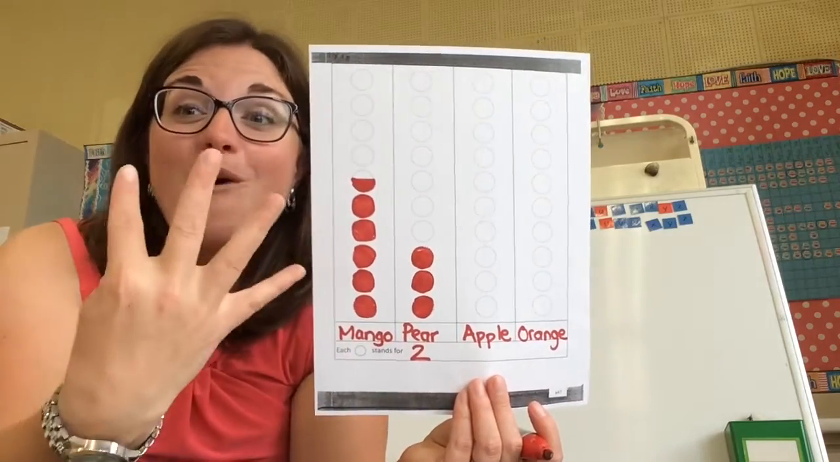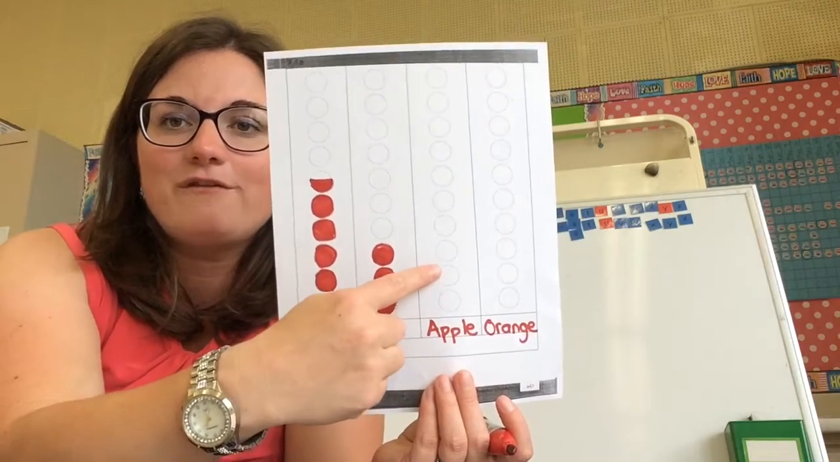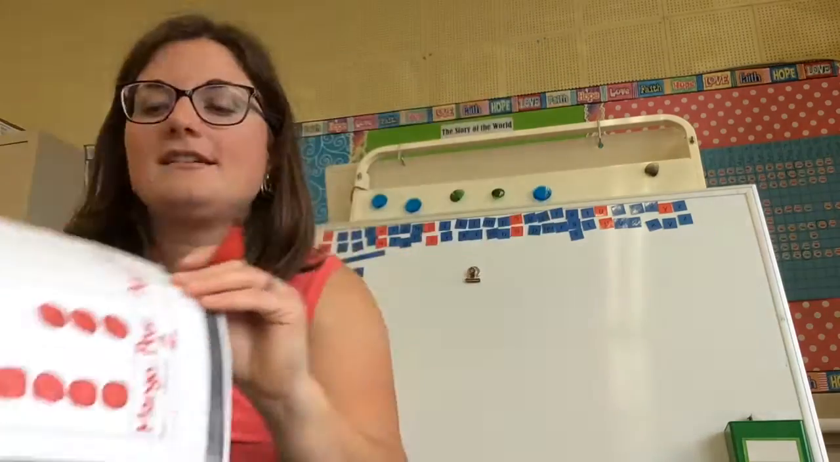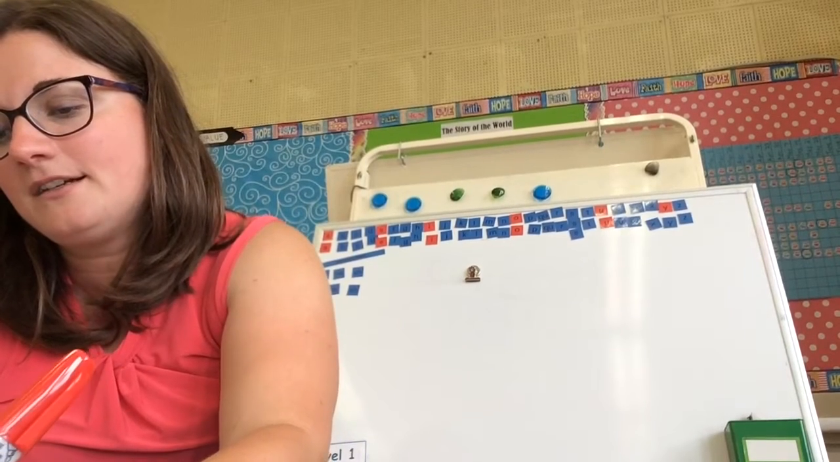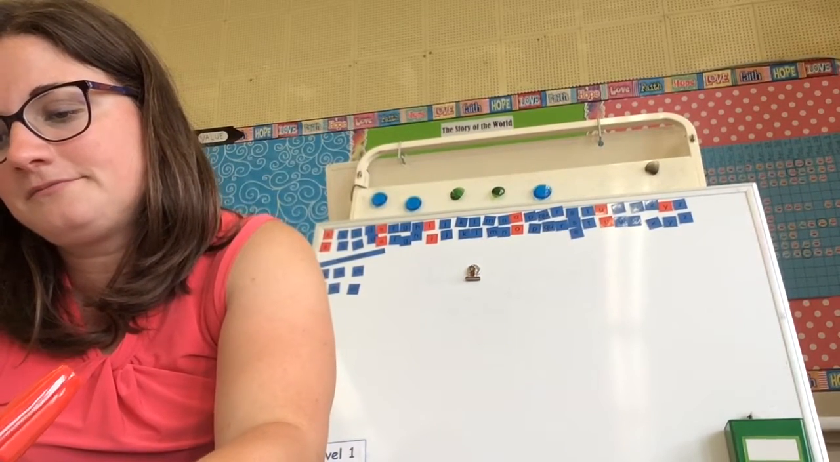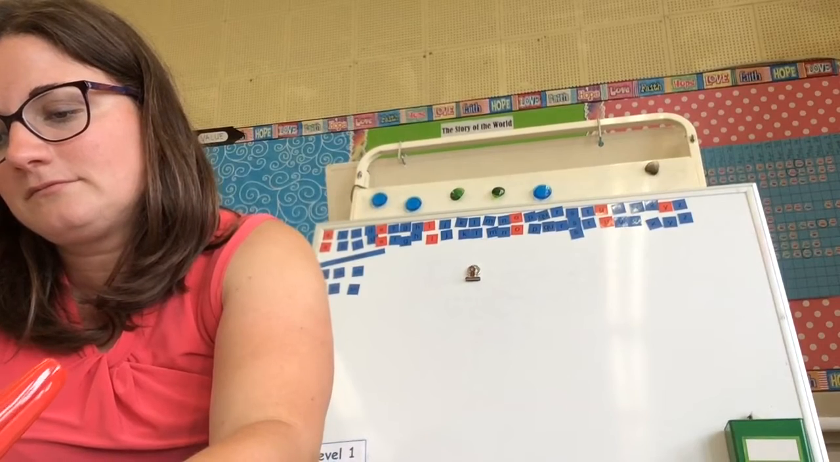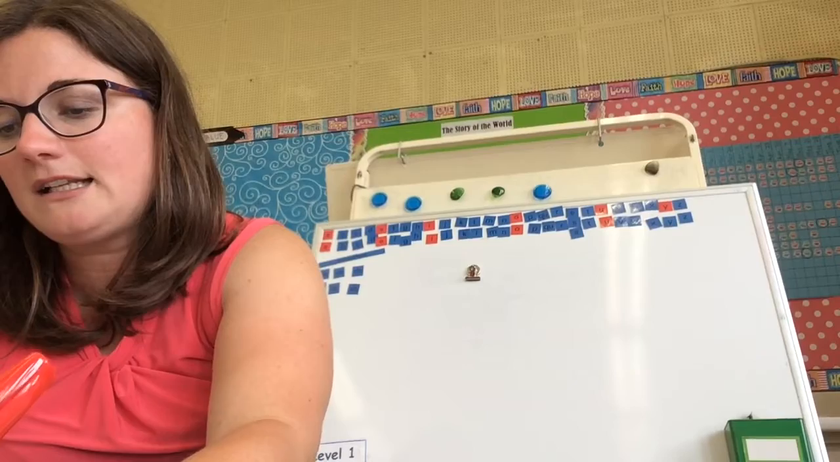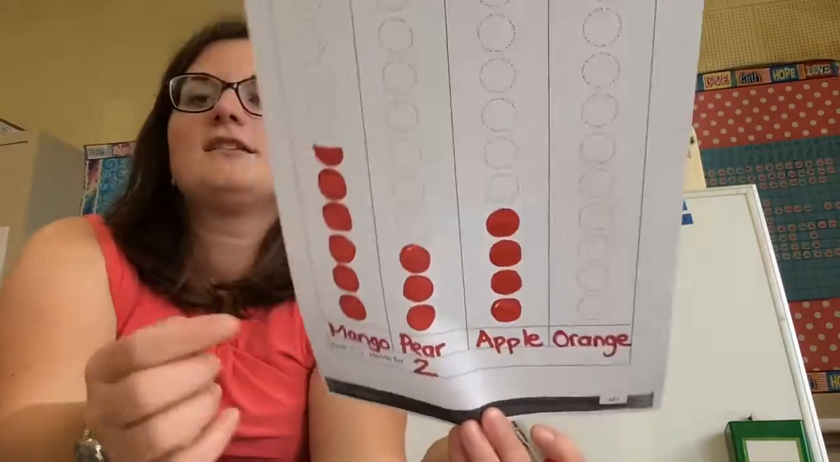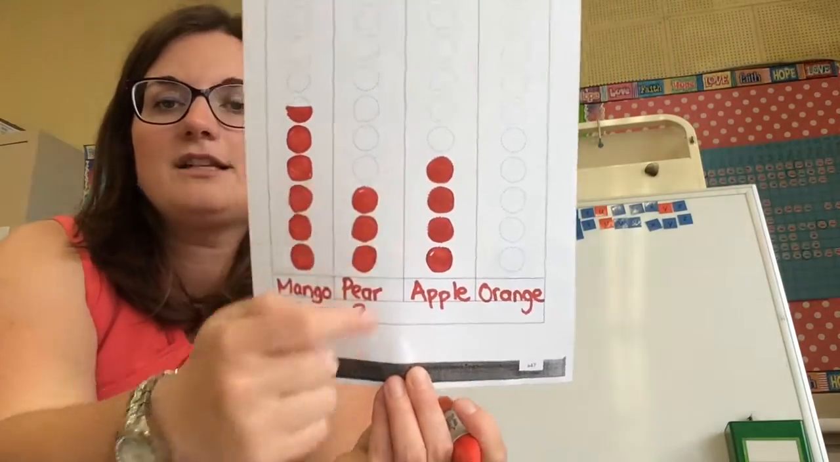If each one stands for 2, 2 times 4 gives me 8. So I'm going to go 2, 4, 6, 8. So I'm going to color in 4 of those circles to get me my 8 apples. So color those in. Remember, you can always hit pause on the video if you need a little bit more time. Okay? So there's my 4 circles colored in for my apples.